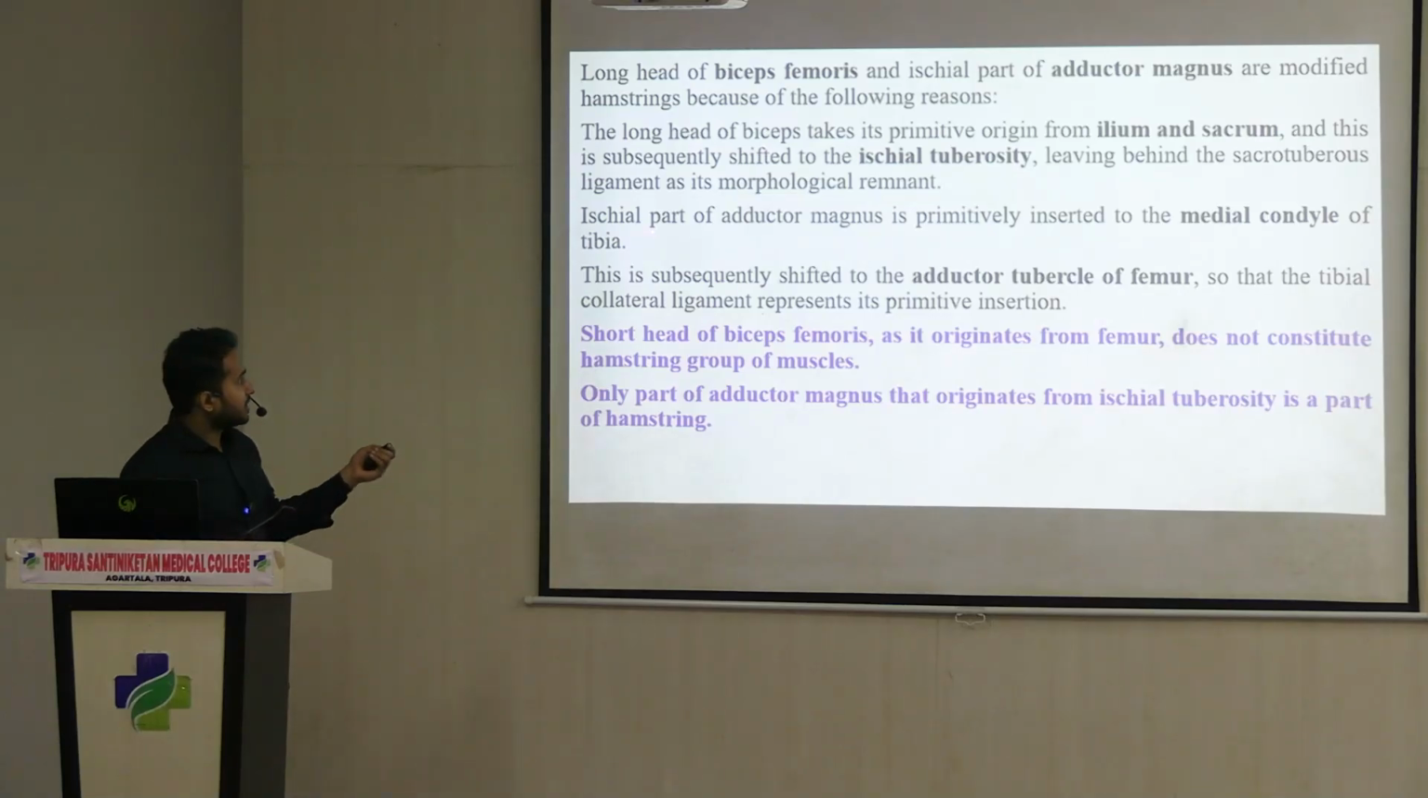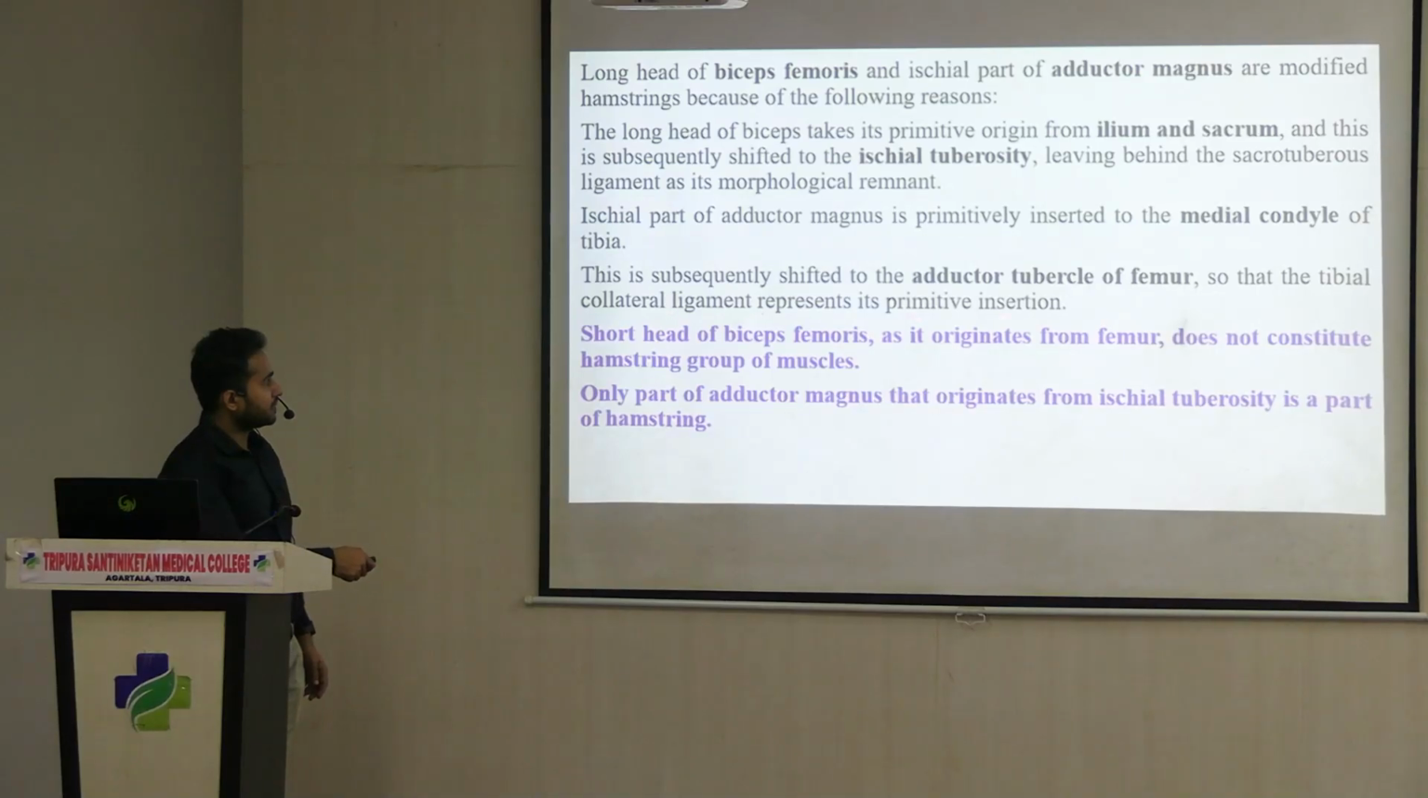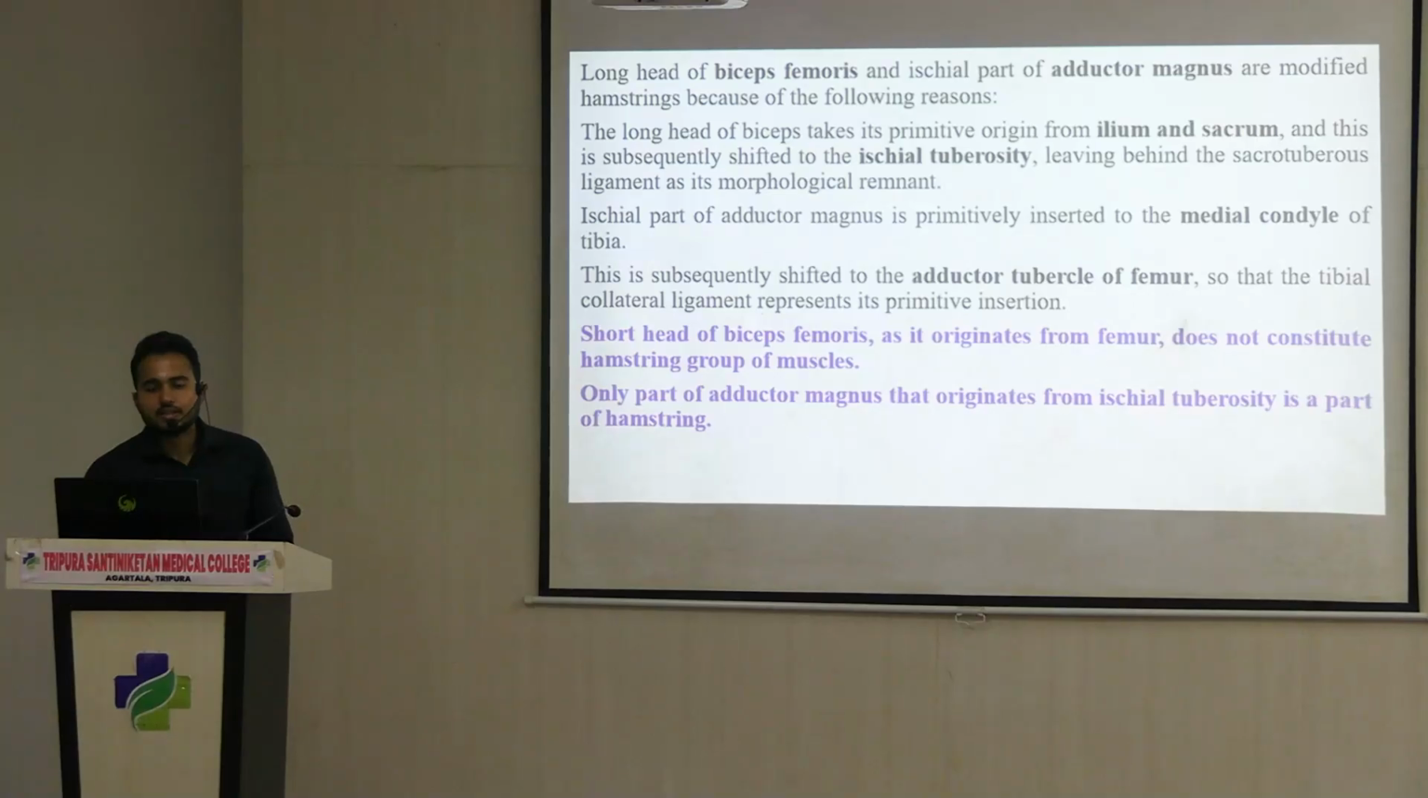Next, if you see the ischial part of the adductor magnus, it is primitively inserted to the medial condyle of the tibia. Okay, but after that it is shifted. Now, where is it shifted? It is shifted to the adductor tubercle of the femur. Okay, so what will happen? The tibial collateral ligament represents the primitive insertion. So these are some reasons why these 2 particular muscles are modified hamstrings.